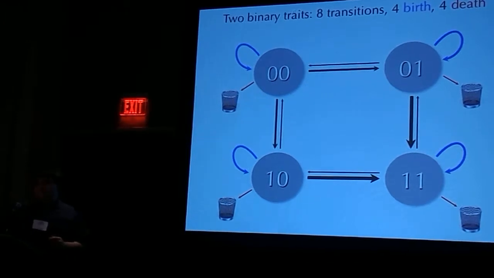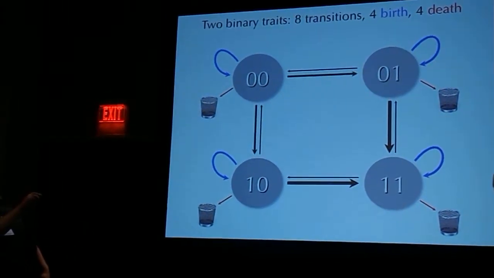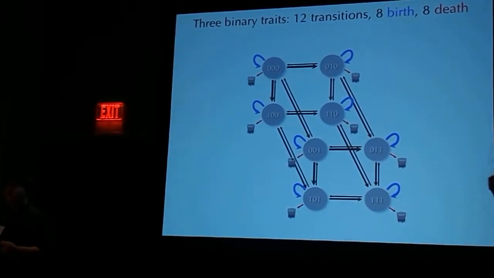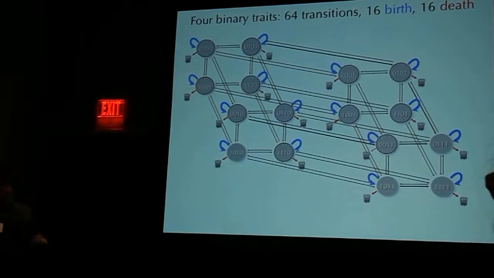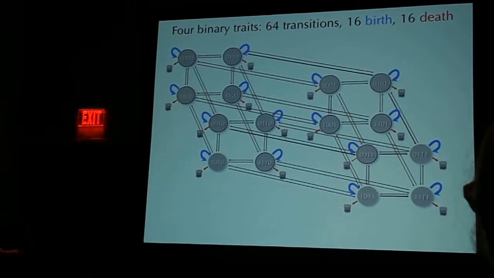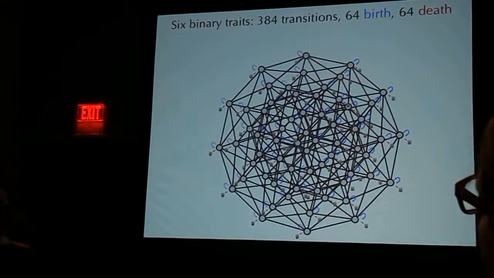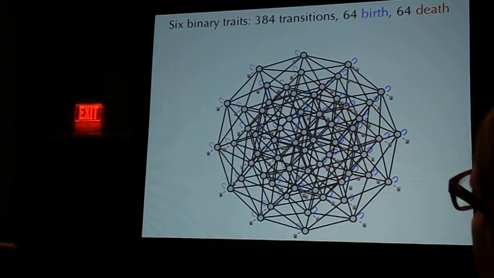So for 2 binary traits, this is feasible, right? That's 8 transition rates, 4 birth rates, 4 death rates. Cool. If we want to do 3 binary traits, it gets a little harder. 4 binary traits, now it's getting chewy, right? And if we want to do 6 binary traits, we want to estimate 384 transition rates, 64 birth rates, 64 death rates. This is a very bad idea.